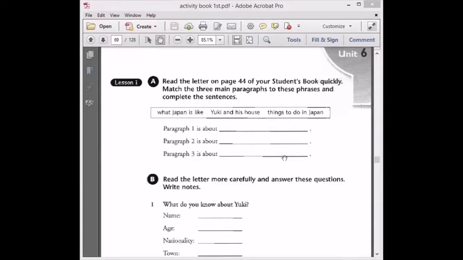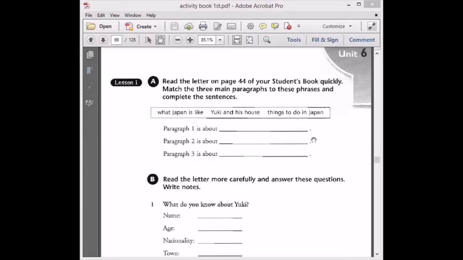What is Iraq like? Paragraph 2 is about what Japan is like. Now, paragraph 3 is about things to do in Japan, right?